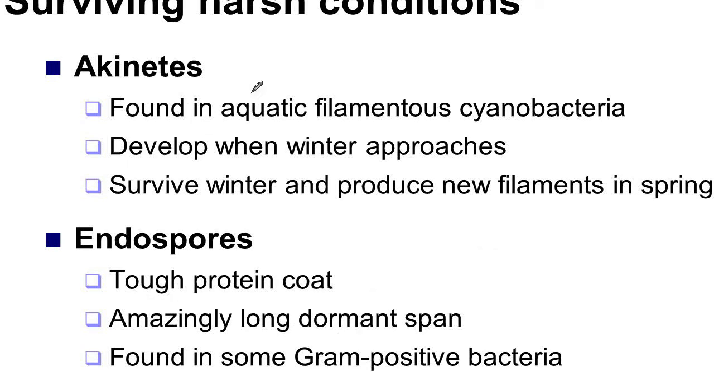Like with akinetes, you're looking at maybe 6 months of dormancy, something like that or less. With endospores, you're talking about years, centuries even. They actually had endospores from thousands of years ago germinate and become living bacterial cells. So very long dormant span, very thick walls on these. You find them in some gram-positive bacteria such as Bacillus anthracis, Clostridium botulinum, and Clostridium tetani.